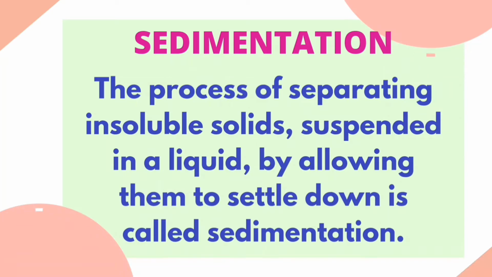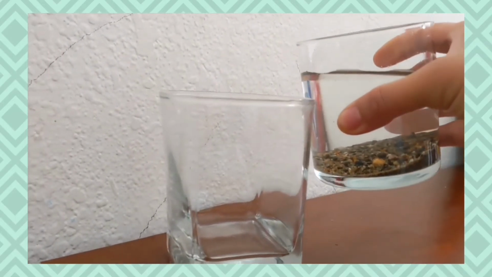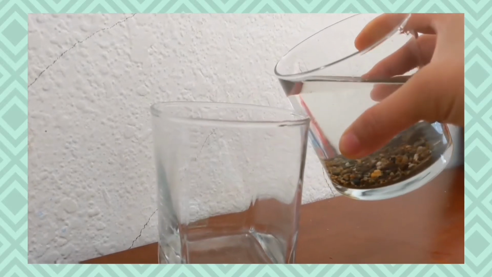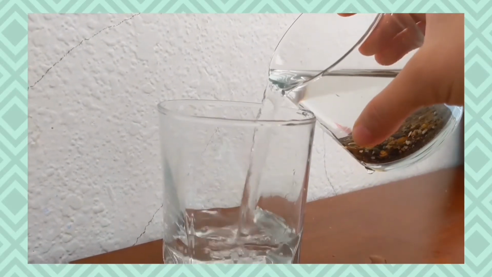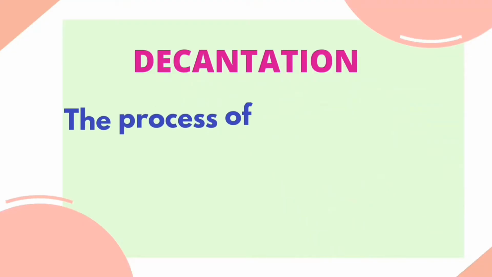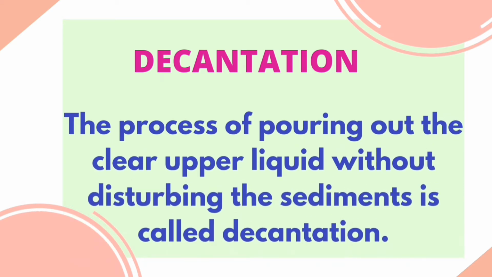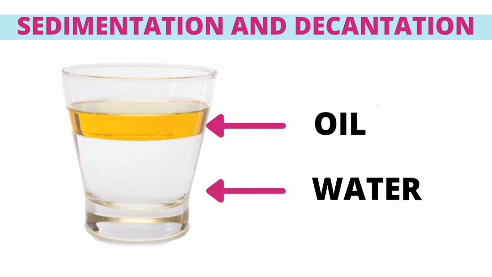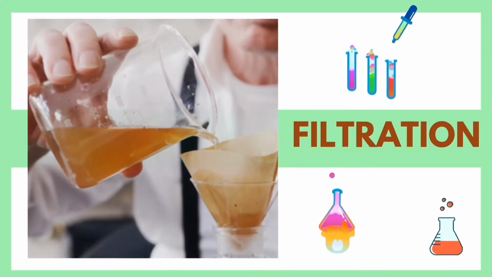Now, slightly tilt the glass without disturbing the water. Let the water from the top flow into another glass. The process of pouring out the upper clear water without disturbing the sediments is called decantation. The same principle is used for separating a mixture of two liquids that do not mix with each other. For example, oil and water from their mixture can be separated by this process.